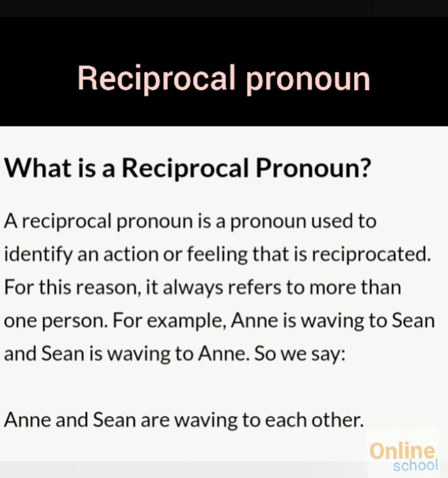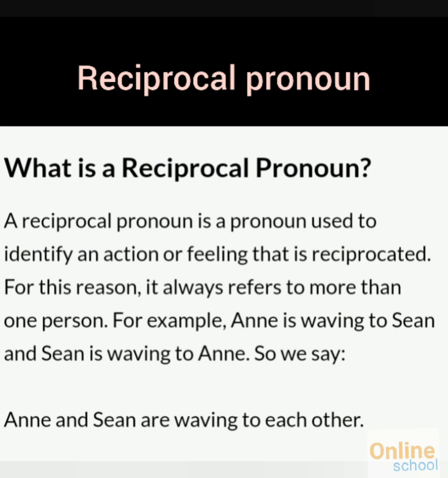For example, Nina is waving to Sheena and Sheena is waving to Nina. So we say Nina and Sheena are waving to each other. The waving is given in return between the two, or is reciprocated. Reciprocation is a common occurrence. I say hello to you and you say hello to me. Akbar does Sam a favor and Sam does a favor for Akbar.